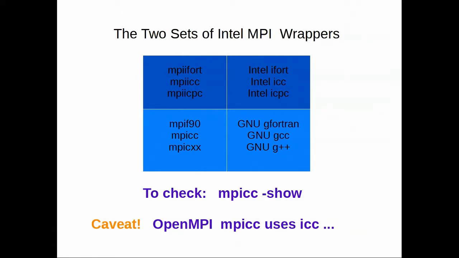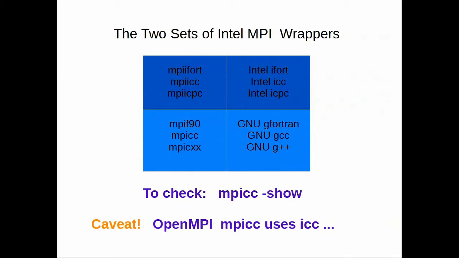So down to the second row, not to repeat everything again, but I think it's necessary, the MPI F90 is using GFortran, MPICC is using GNU CC, MPICXX is using GNU G++ for compiling. So you've got six wrappers available for use.